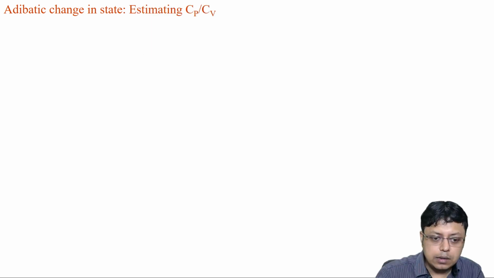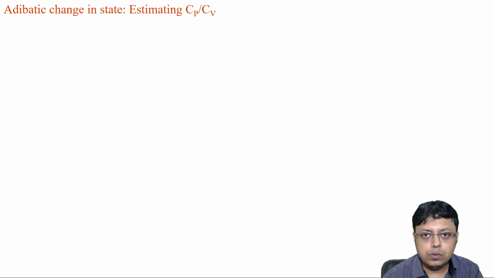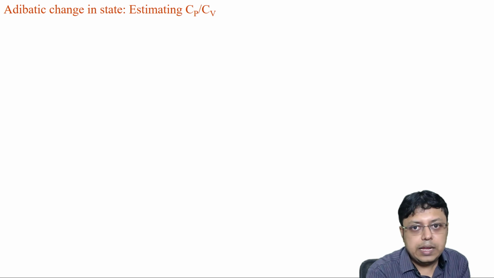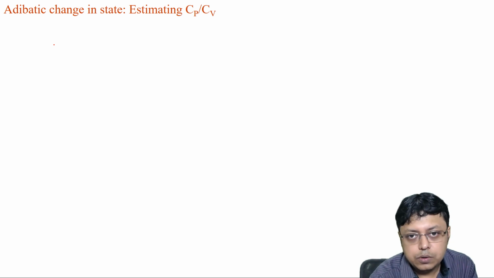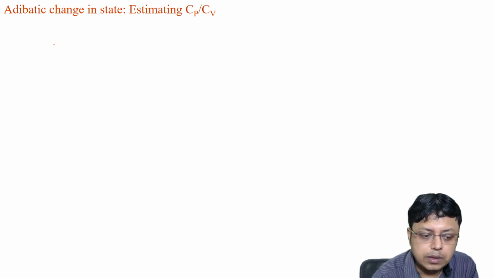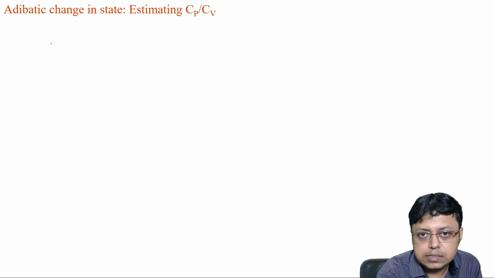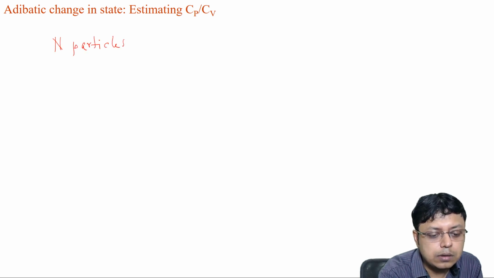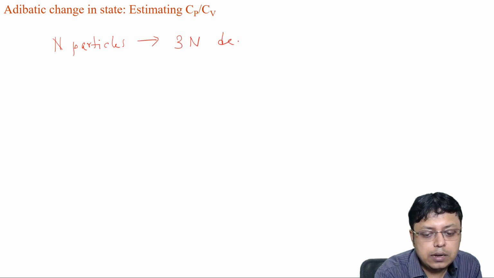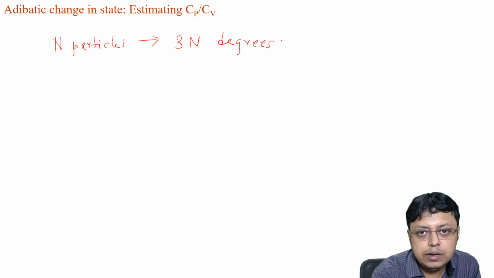Now before that, let us try to estimate the value of gamma. For that we need to know a theorem which is known as the equipartition theorem. Now for any mechanical system which is composed of, say, n particles, the system will have a total of 3n independent degrees of freedom.